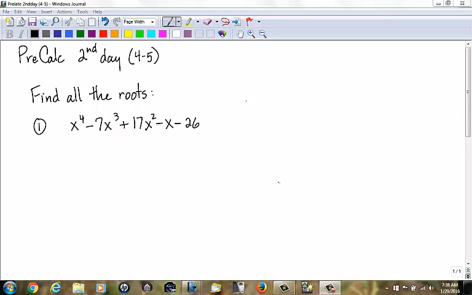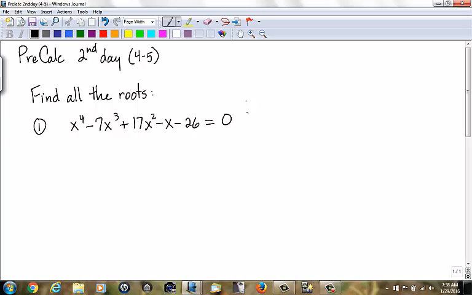Okay, so I want to go through another example from what we did yesterday on 4 or 5. When they say find all the roots, this is our beginning equation: x to the 4th minus 7x cubed plus 17x squared minus x minus 26, and set that equal to 0.